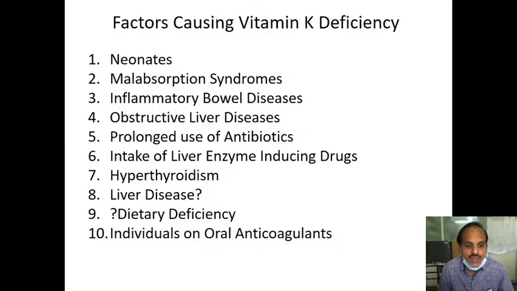Now liver disease, what happens? In people with liver disease, if it is a chronic liver disease like cirrhosis, a lot of hepatocytes are injured, and the parenchyma is replaced by fibrous tissue. So the storage capacity of the liver for vitamin K comes down. Therefore, there will be vitamin deficiency in the long term in people with chronic liver diseases. In hyperthyroidism, what happens is exactly similar to what happens with liver enzyme inducing drugs. The basal metabolic rate will be high and there will be accelerated metabolism of vitamin K in the liver.